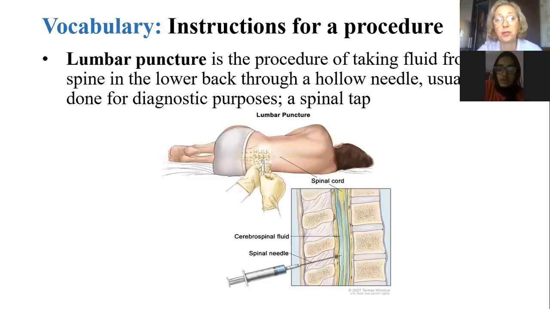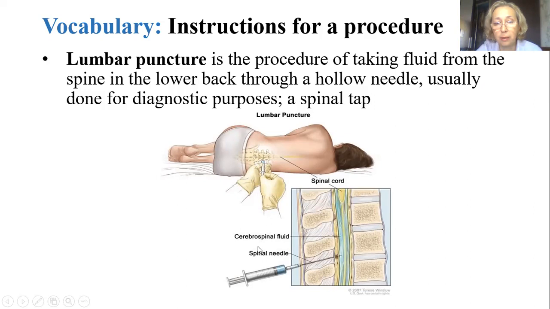A lumbar puncture is a procedure of taking fluid from the spine in the lower back through a hollow needle, usually done for diagnostic purposes. It is also called a spinal tap, and you can see here in the picture. So the spinal cord is shown here, and the needle and the fluid, and the needle is between the lumbar vertebrae right here.